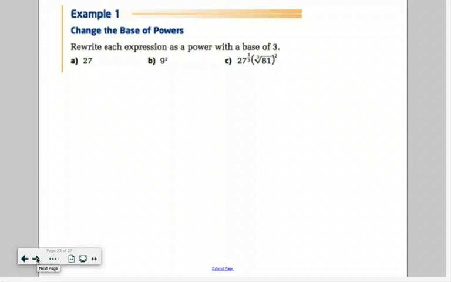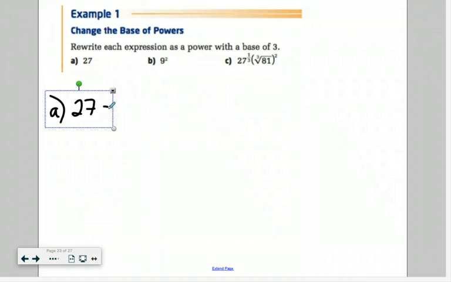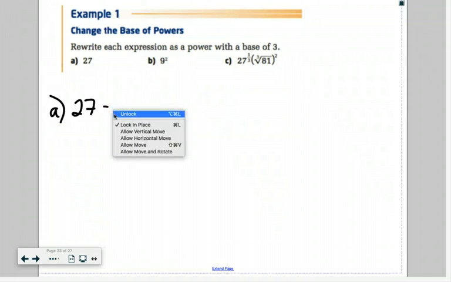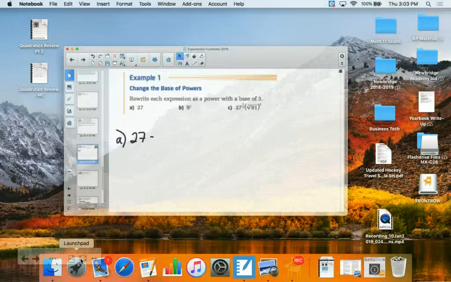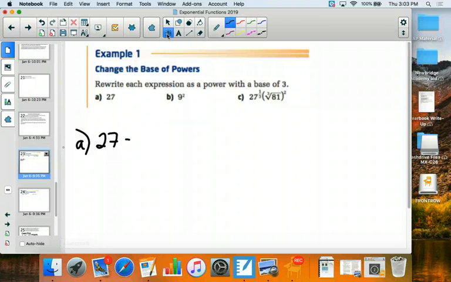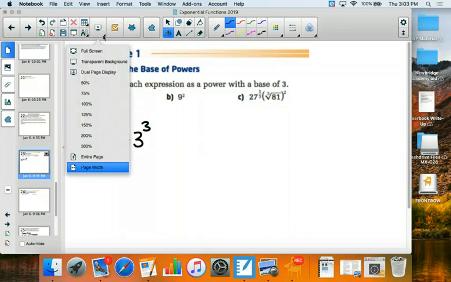So when you're talking about rewriting things as base of 3 in this example, you're looking at, okay, how can I rewrite 27 so that it still has a value of 27, but instead it's 3 to the power of something, right? And this one should be fairly common, such that 27 is equal to 3 cubed, okay? So that's what we're going to look at first. So 27 is actually equal to 3 cubed.